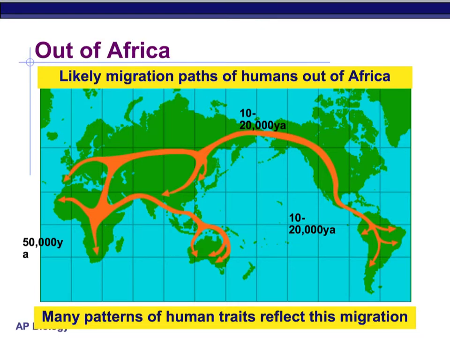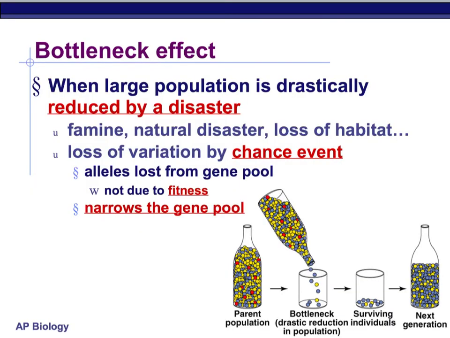Okay, and another thing we can look at is migration of humans out of Africa. You should know that the human population originated in Africa and then just kind of moved around from there. That's the ultimate example of founder's effect. Okay, the other kind of genetic drift is called bottleneck effect.